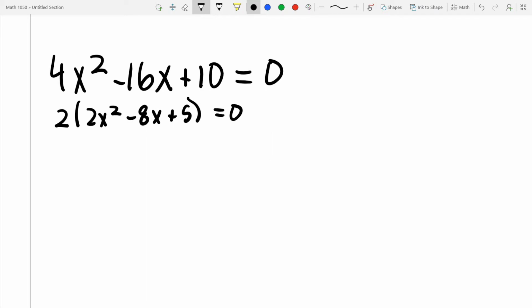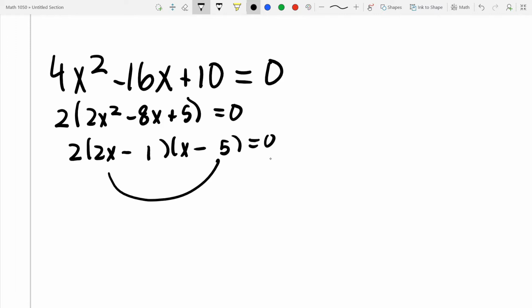Now I would factor it. So I write my 2. My 2x squared goes to 2x and plain x. The signs are the same, they're both negative, okay? So it's going to be 5 and 1. So maybe the 5 goes there and the 1 goes there. When I do 5 and 1, look what I get: a negative 10x and a negative 1x. That does not give me a negative 8x. So I know it's not going to be like that, okay?